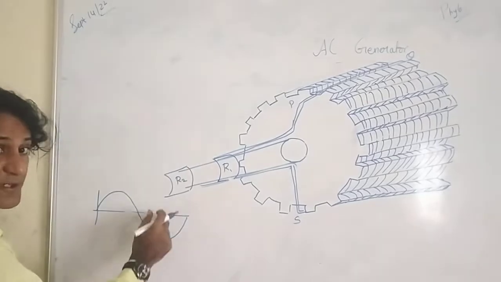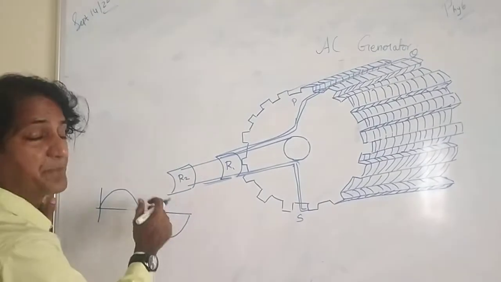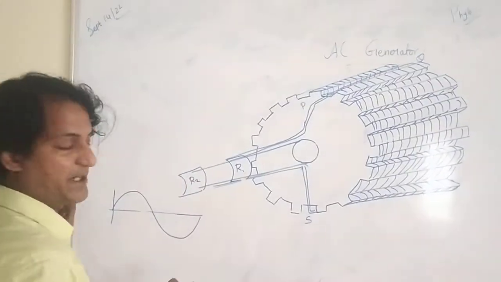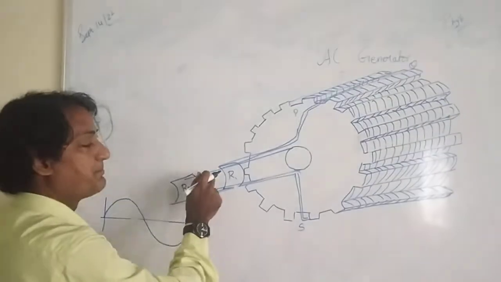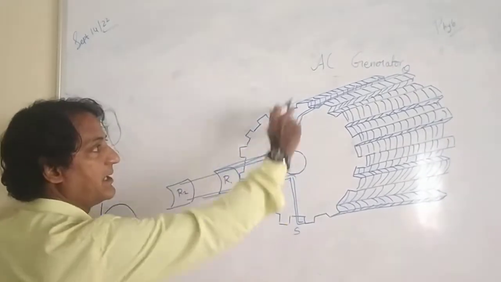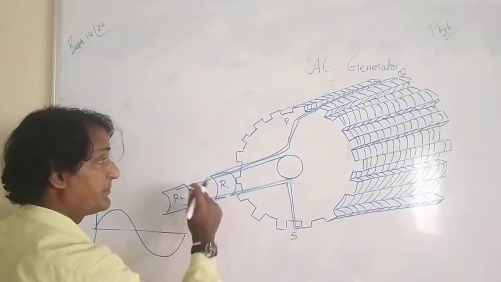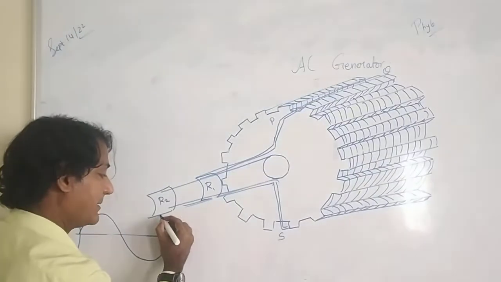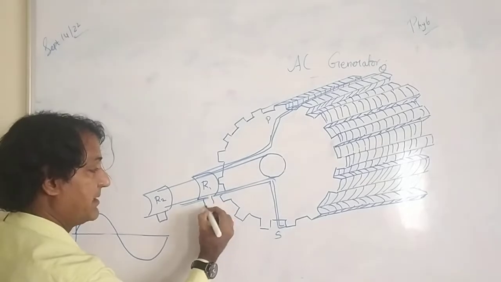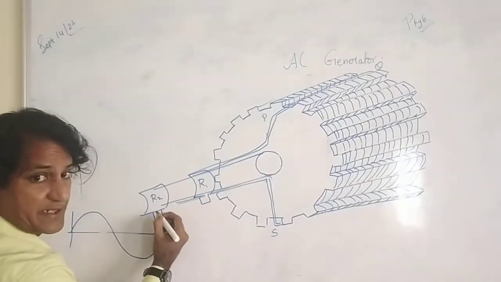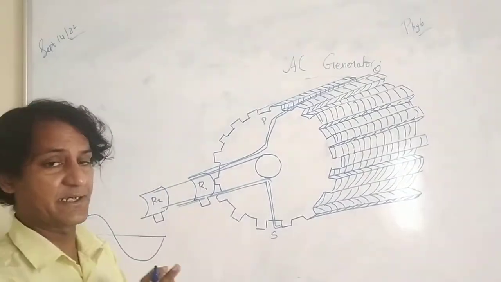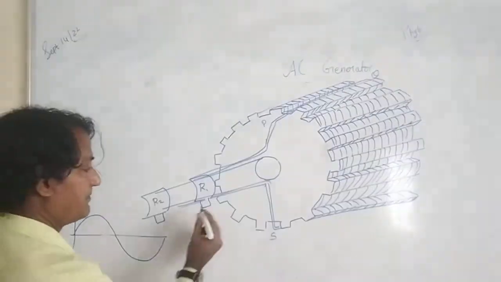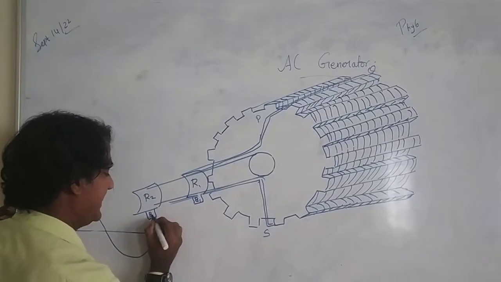So in order to produce the full cycle of the voltage or the current, we need to go for the slip rings. Two slip rings are connected with the shaft, also with the turns of coil. So for each turn of coil, we have to connect two slip rings, and two brushes made up of carbon are pressed against the slip rings R1 and R2. Here the brushes B1, B2.